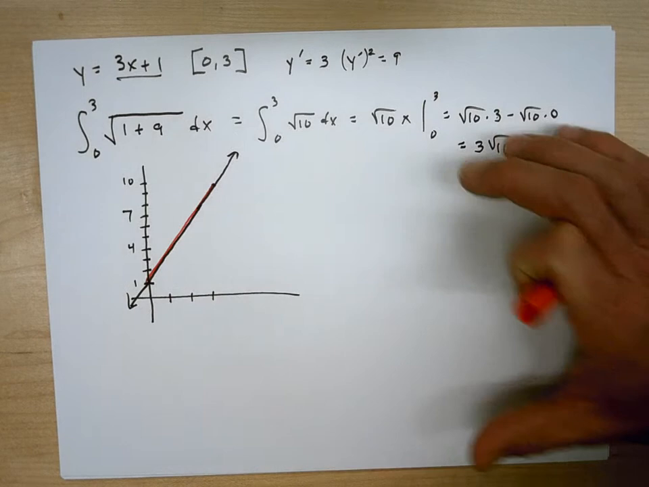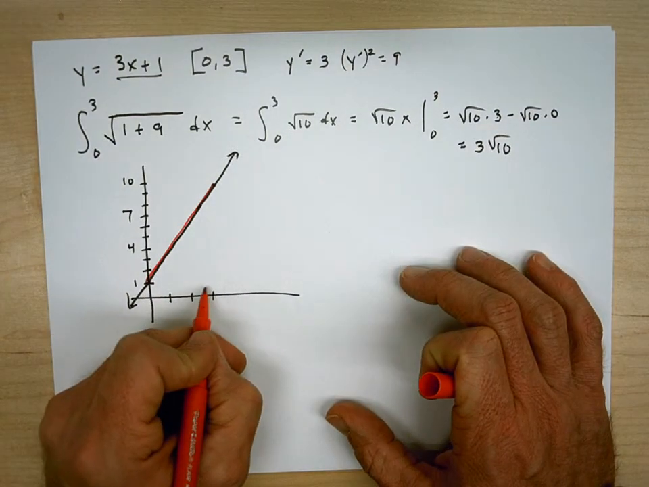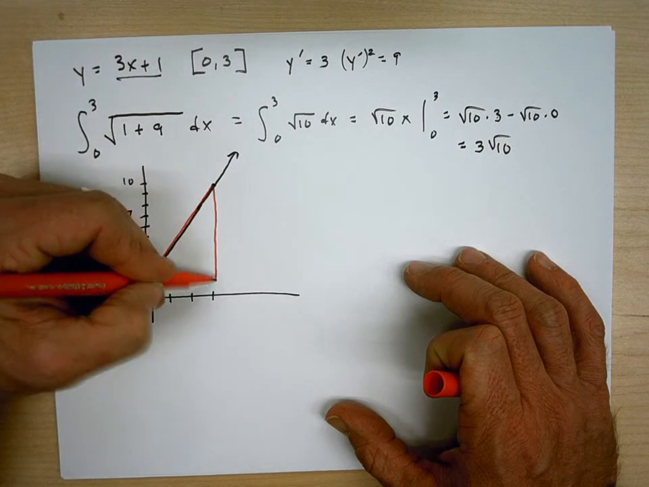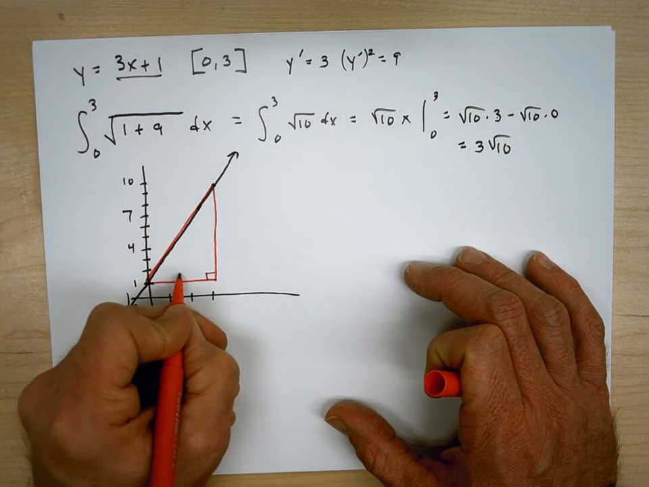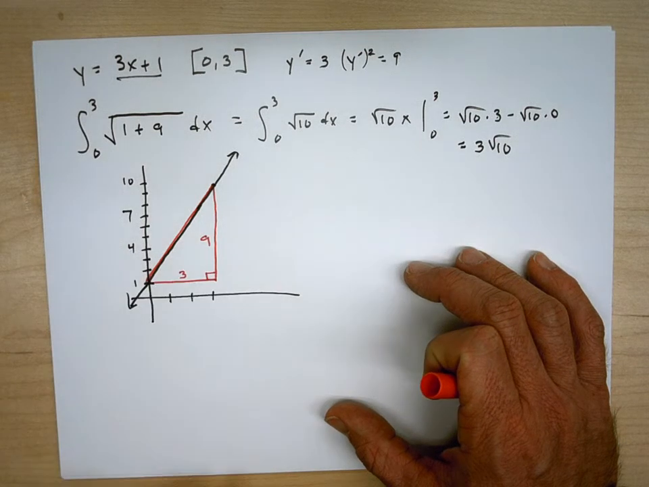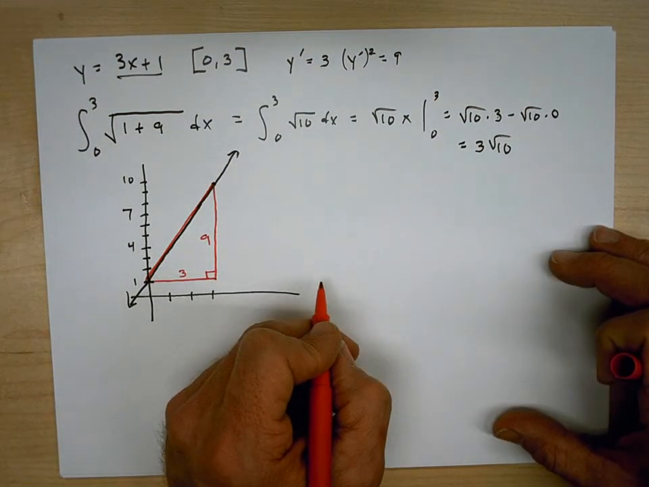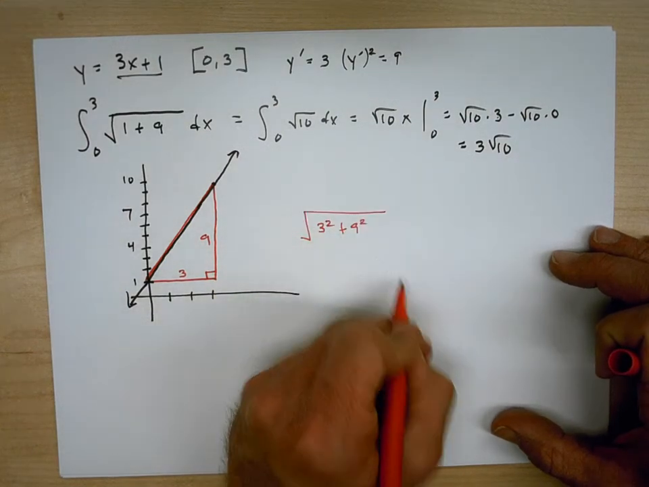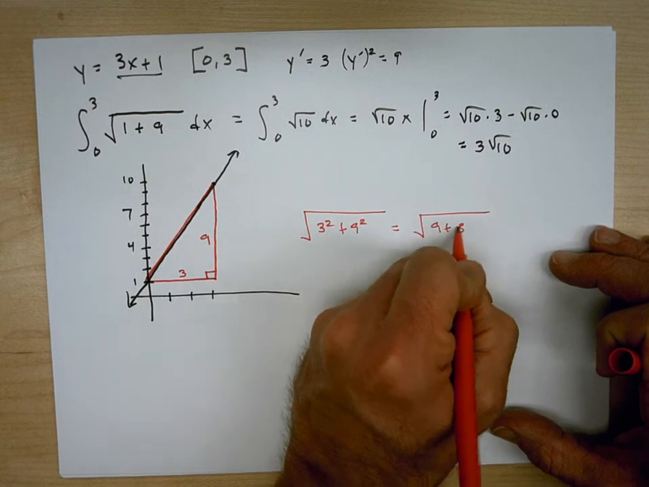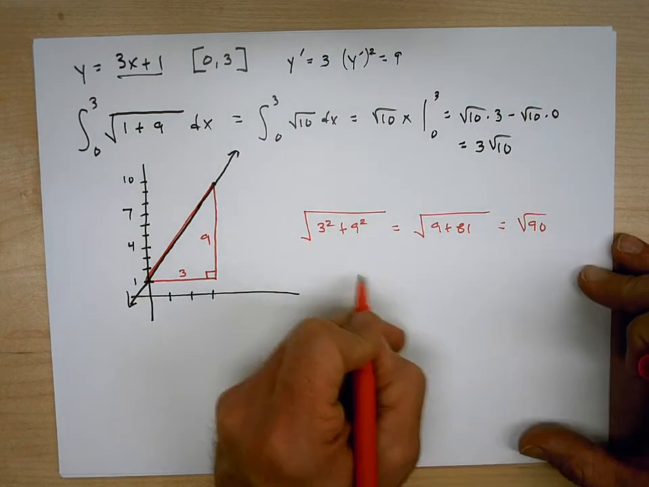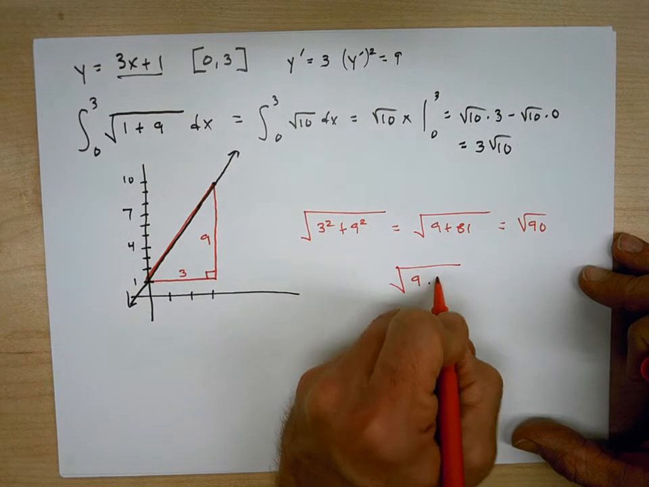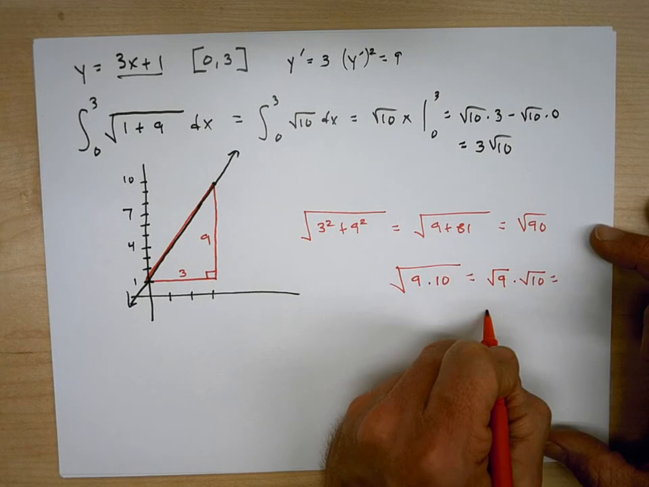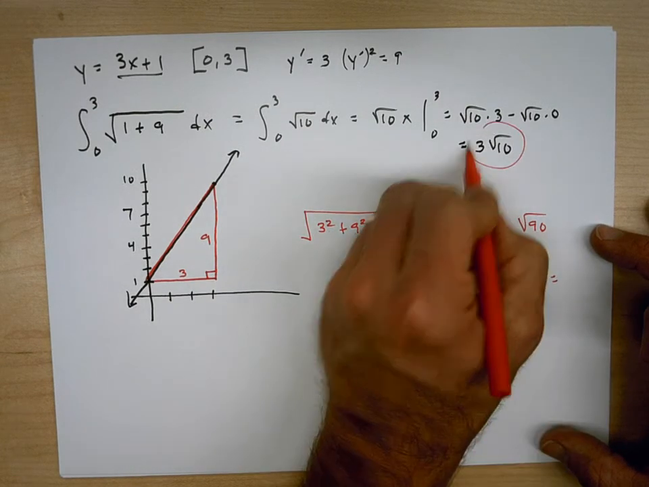All right, we want to find that length. But we're working with a line here, right? So we have other ways to do this besides using the arc length formula. Let's just draw in a right triangle. Okay, now we know the length of this side is 3, and from 1 up to 10, the length of that side is 9. So now we can just use the Pythagorean Theorem, right? So we're going to have the square root of 3 squared plus 9 squared, which equals the square root of 9 plus 81, which is the square root of 90, which we could rewrite as the square root of 9 times 10, square root of 9 times the square root of 10, which is 3 square root of 10. Exactly what we got before.